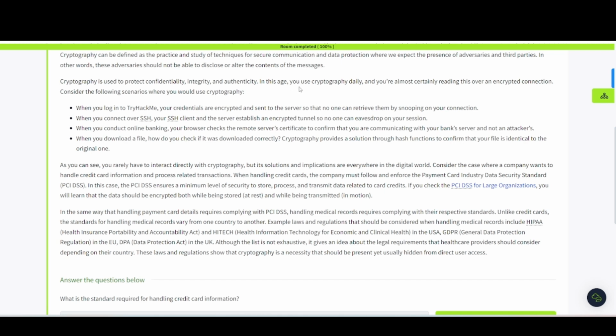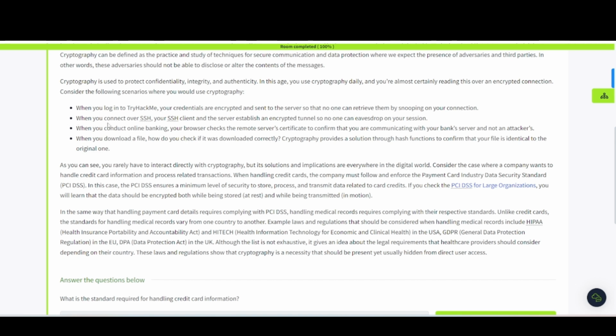In this age, you use cryptography daily, and you're almost certainly reading this over an encrypted connection, which we're talking about like HTTPS. Consider the following scenarios where you would use cryptography. When you log in to TryHackMe, your credentials are encrypted and sent to the server so that no one can retrieve them by snooping on your communication, right? So if they wanted to do that, they could do that with Wireshark, but since they don't have the keys to decrypt the data and see the information that's encrypted, well, they can't do that, right?